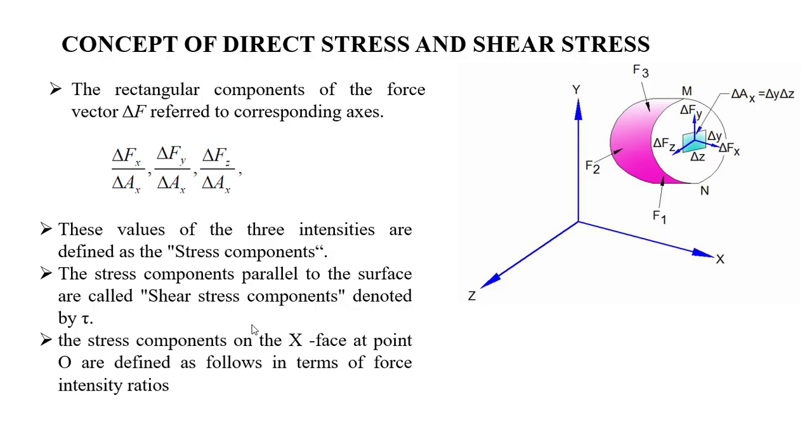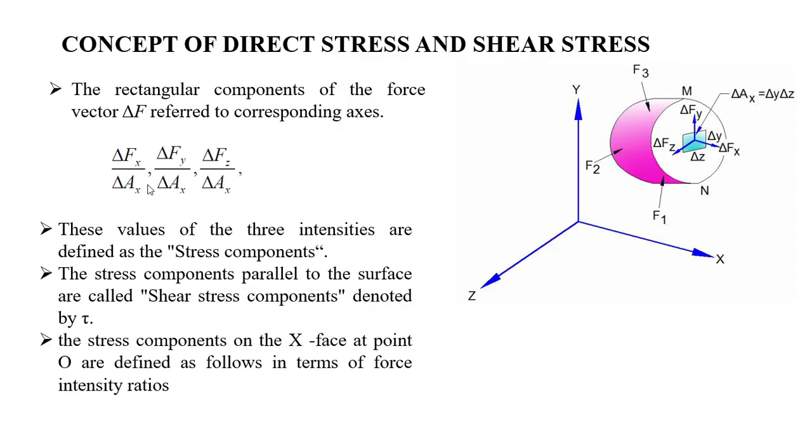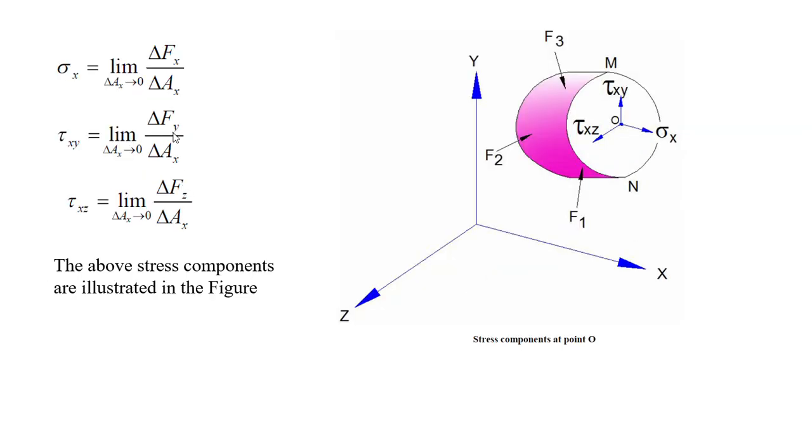By limiting this length, we have limits up to a certain width and a certain depth. For that we indicate the intensity ratios like this. As explained earlier, sigma x will be indicated like this, with the limits of the cross section.